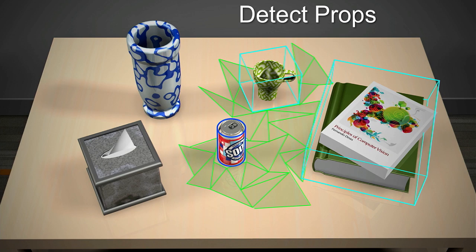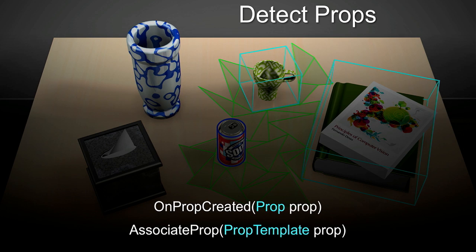As that's being pulled back, you're going to start picking up props. This happens automatically, right? There's a callback that's going to be fired, and it's the on-prop created callback. What happens here is that there's a prop instance that's returned by the tracker. A prop, again, represents an undefined object. It's just something that's been found. So when the prop is created, you call the associate prop method explicitly. This is something that you would implement within your callback handler, right? And the prop template there assigns a prop behavior to the prop. It makes it concrete, essentially.